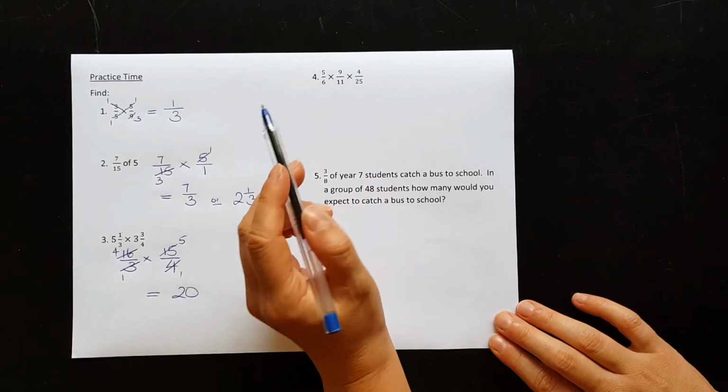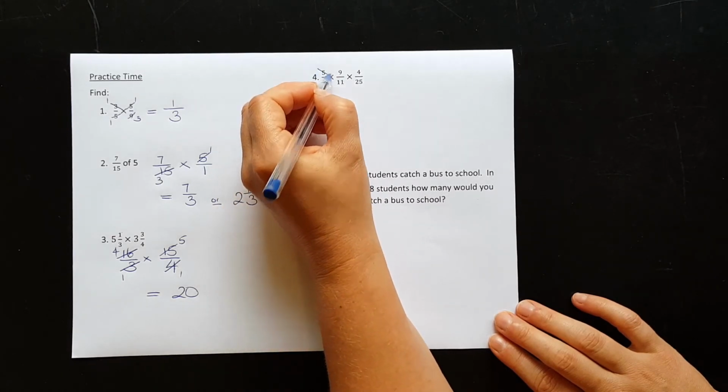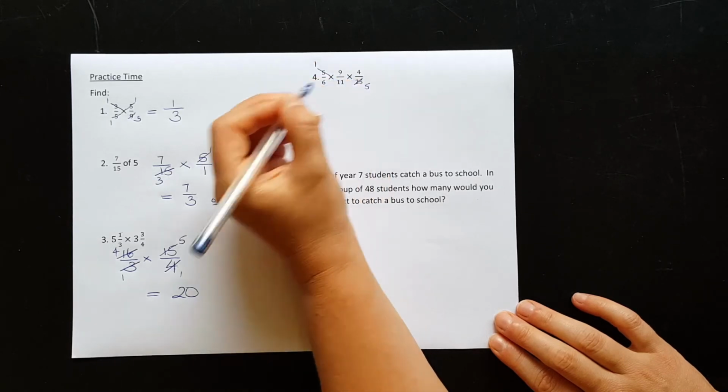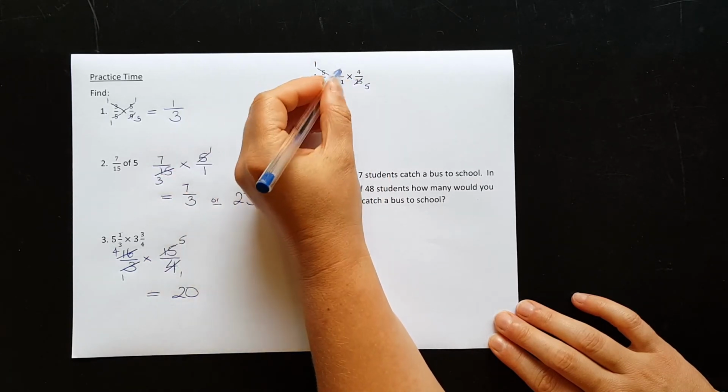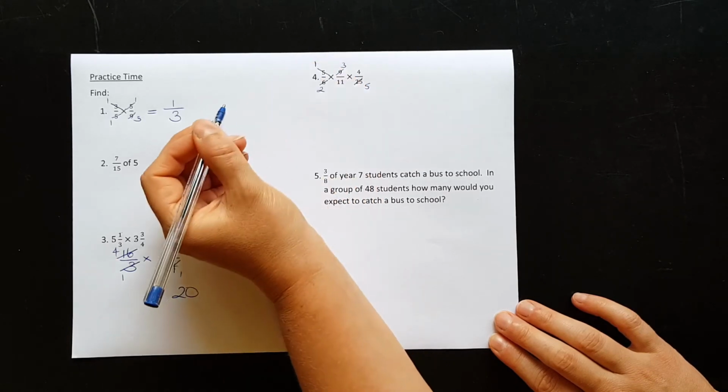Question 4, we have the 3 fractions. Let's see what we can cancel. We have a 5 here and 25. So dividing by 5, I get a 1 and a 5. 6 and 9, let's divide by 3 to get 2 here and 3 there.